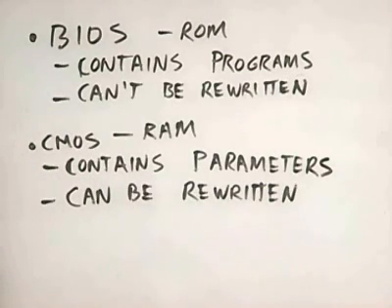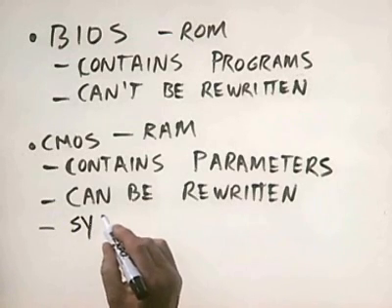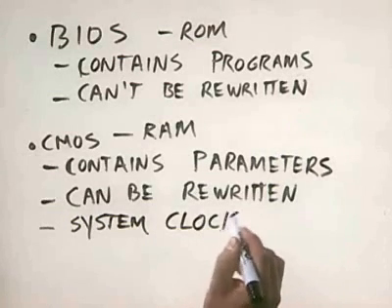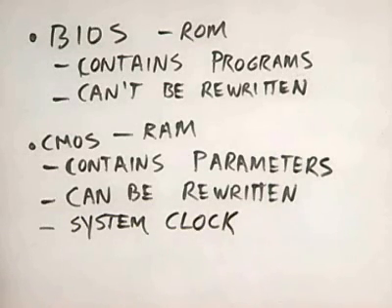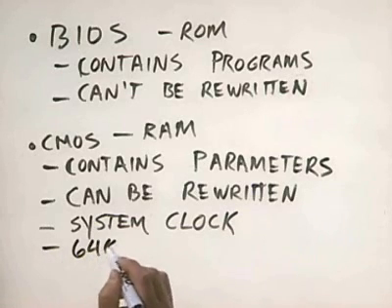Now, the CMOS also is where your system clock is run from. You ever look down the bottom right corner of your screen and seen what time it was in your operating system? That's where it pulls its time from the CMOS. Now, CMOS chips are usually 64K in size.